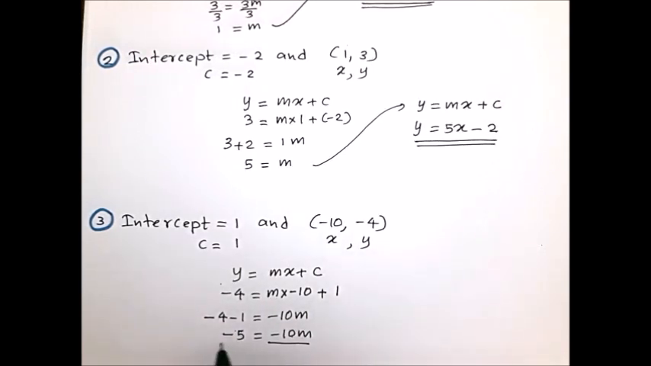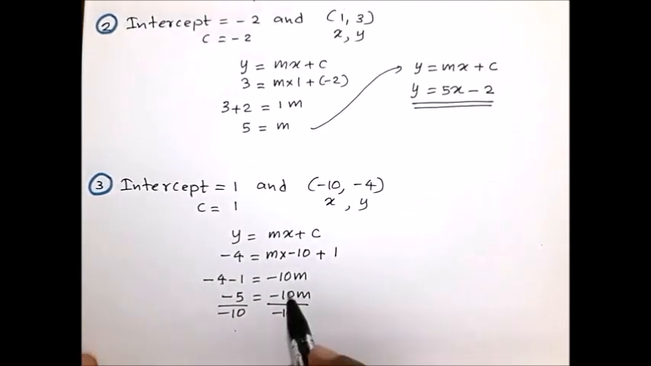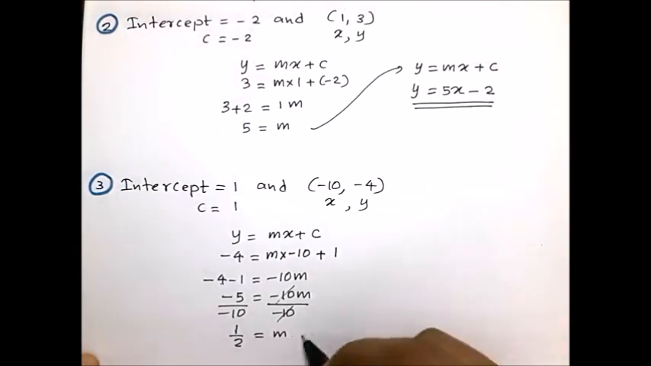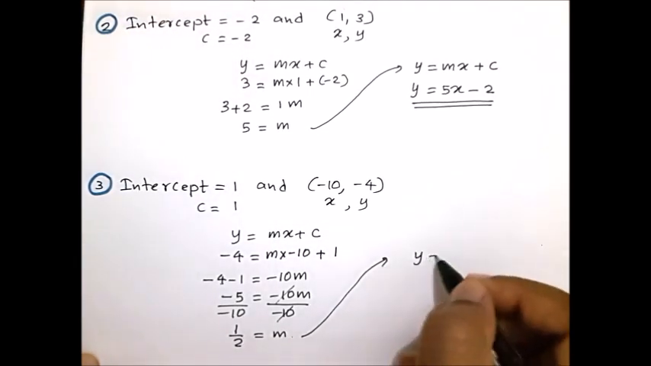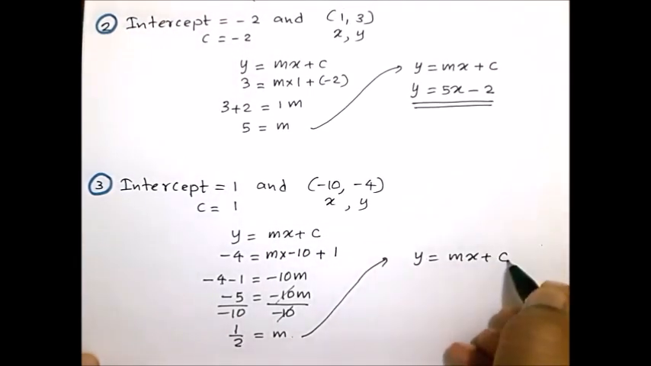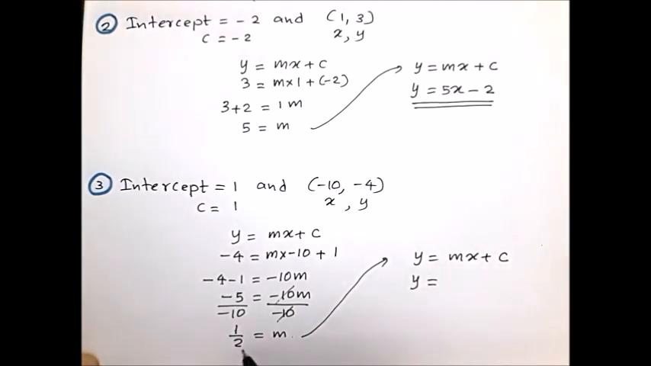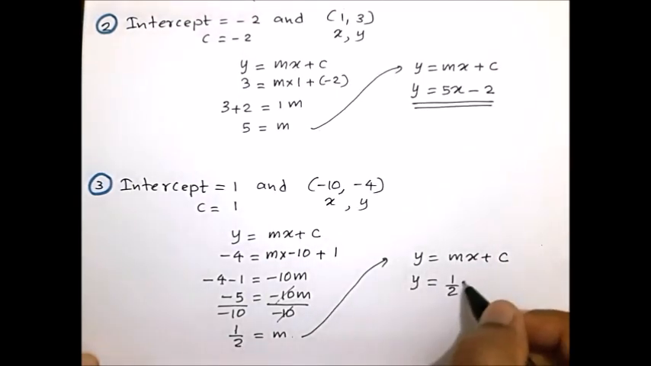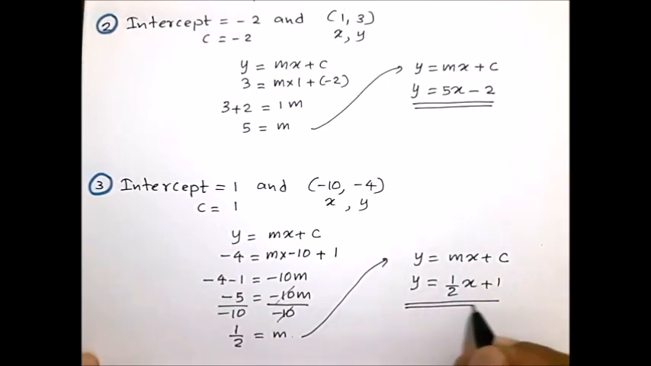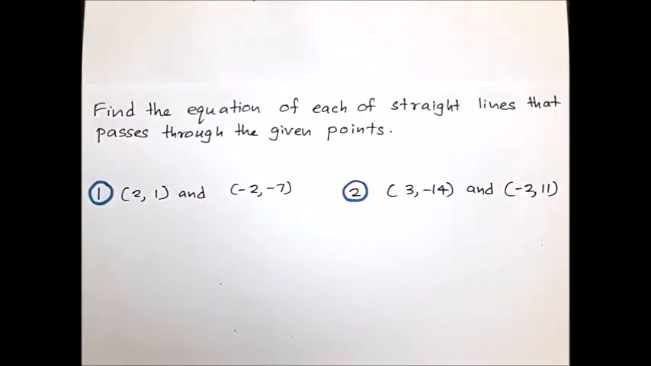Divide both sides by -10. These two cancel. 5 divided by 10. Simplest answer is half. Minus divided by minus is plus. m equals half. y equals mx plus c. y, m is half, c is 1. The equation of the straight line is y equals half x plus 1.